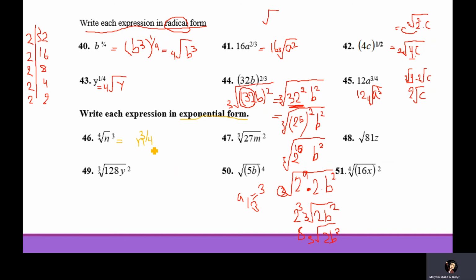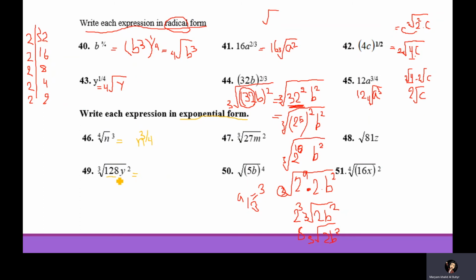So the exponent, the whole number that I have here, will be in the numerator of the power, and the radical symbol will be 1/4. Now let's do this one. That's exactly the same idea that I did here, but the only difference is that instead of having this radical symbol, we will have a fraction. I believe that maybe it makes more sense for you.